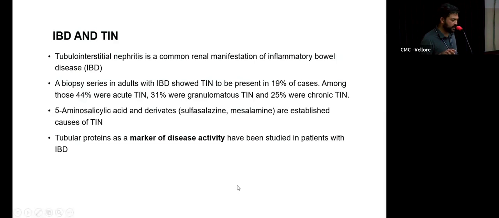So IBD, as you see, can also be associated with tubulointerstitial nephritis, which is a common renal manifestation. In a biopsy series of adults, TIN was seen in about 19%. Among those, 44 were acute, 31 had granulomas and 25 were chronic. So 5-ASA and derivatives, sulfasalazine, mesalamine were predominant causes of TIN. And tubular proteins as markers of disease activity have been studied, although none has been validated.